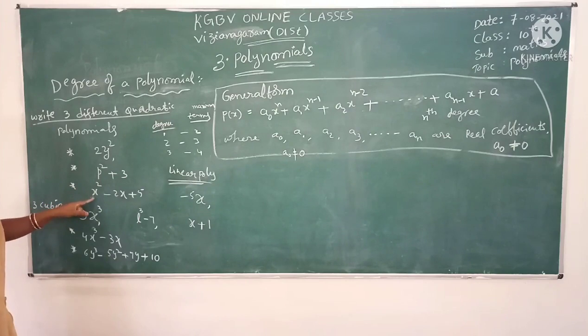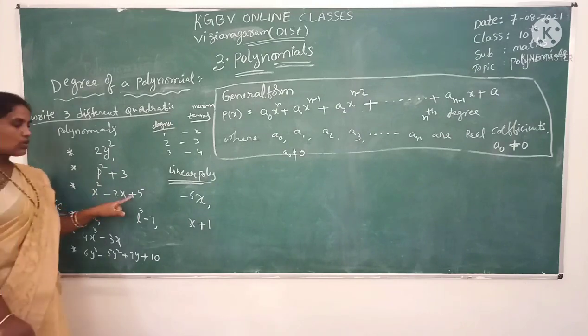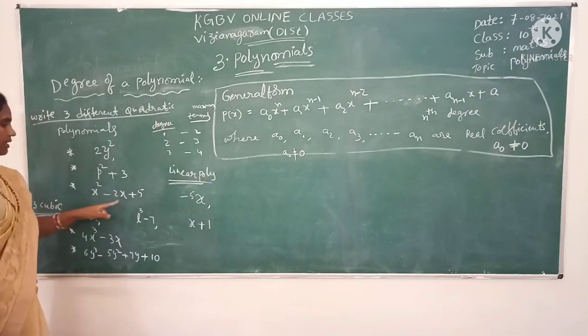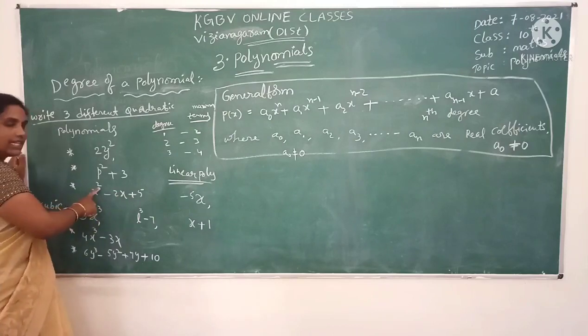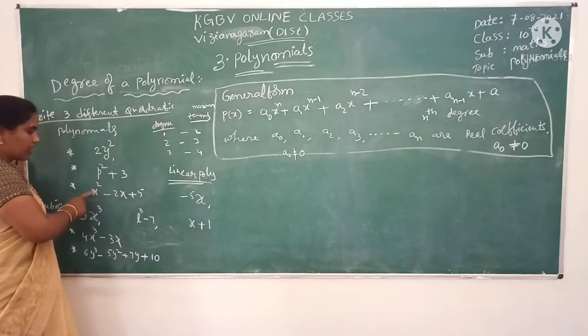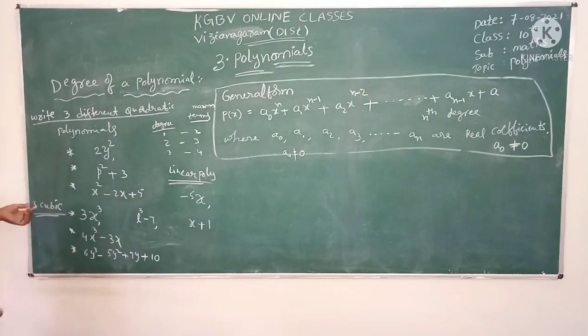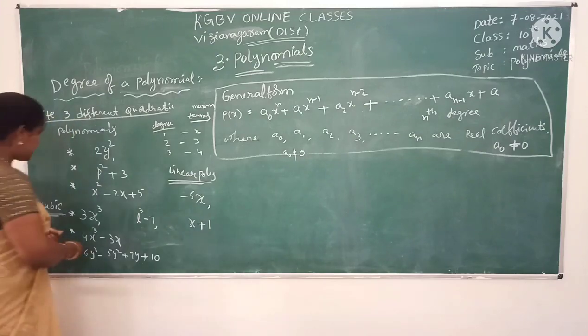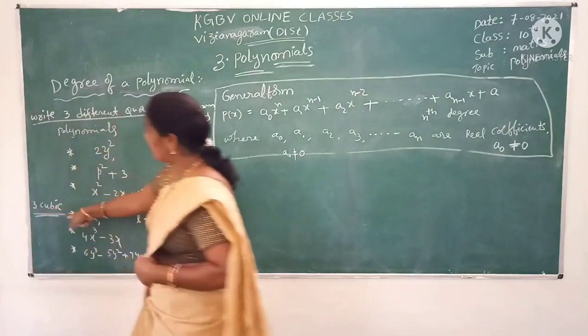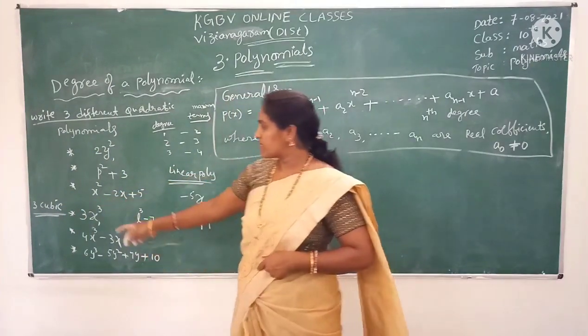X square minus 2x plus 5. In this polynomial the degree is 2, the highest power of the variable is 2, and there are 3 terms. Next, write 3 different cubic polynomials.